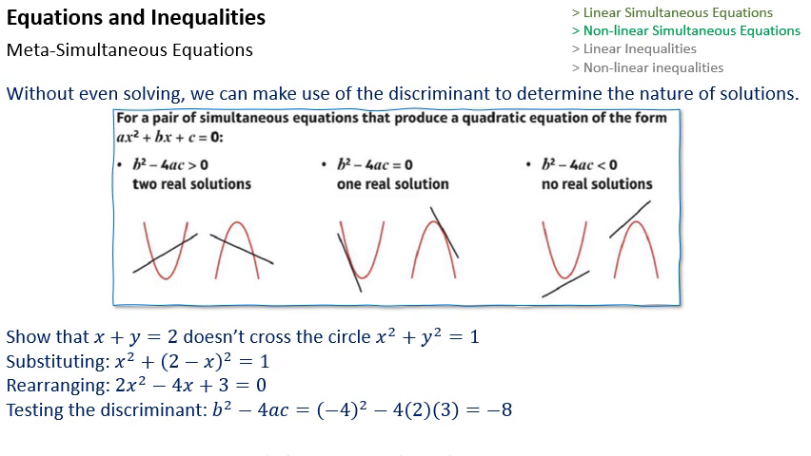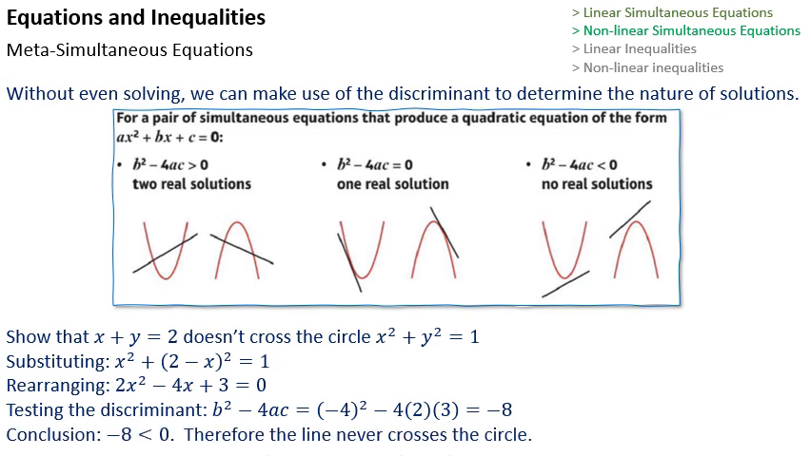Then we can test it with the discriminant. I'm not trying to solve it, I'm just picking out the discriminant and seeing what that tells me. And look at that, the discriminant is negative. So our final conclusion is, well, when we looked at the discriminant, we got a negative number. That means there are no solutions to my quadratic, but my quadratic was going to give me the x-coordinates of the points of intersection of my original curves, so those original functions do not cross. The line never crosses the circle.